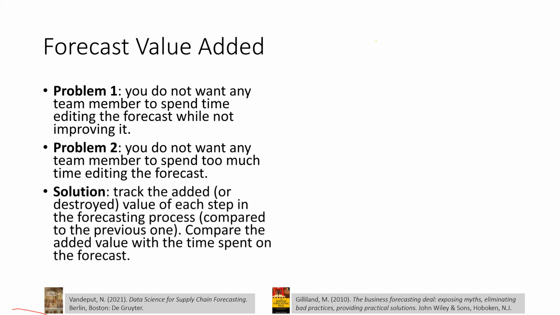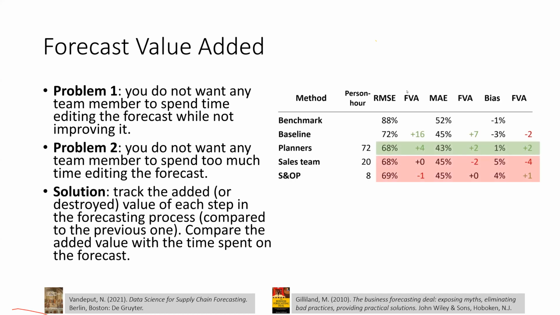So the solution for those two problems is basically to track, compared to the baseline, the added value of each step in the process. For the demand planner, we're going to track their forecast accuracy. Then we're going to track the forecast accuracy of the sales team. Then the forecast accuracy of the S&OP team, to see for each of those teams whether they really add value to the baseline. Yes, no. So here on the right, I show you an example.